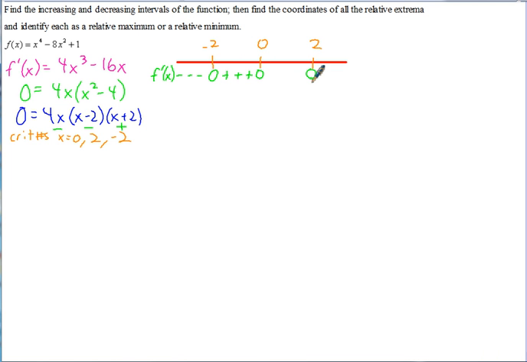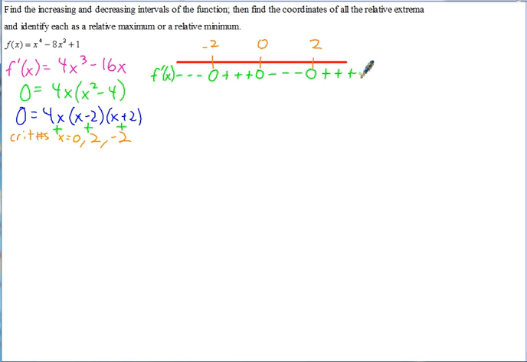Between 0 and 2, you can test 1. 4 times 1 is positive. 1 minus 2 is negative. 1 plus 2 is positive. 2 positives times a negative is negative. And greater than 2, you can test 3. 3 times 4 is positive. 3 minus 2 is positive. 3 plus 2 is positive. 3 positive numbers multiplied together is positive.